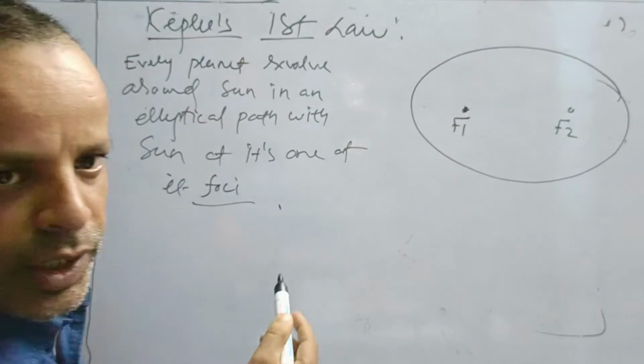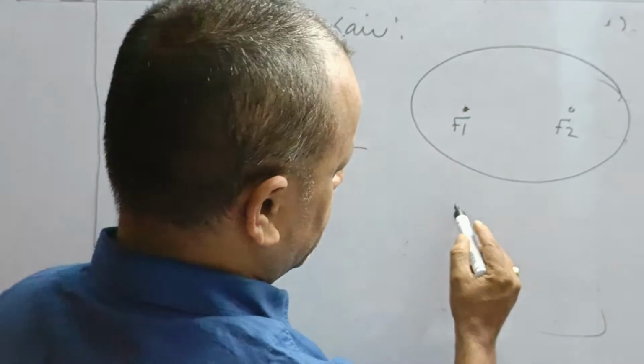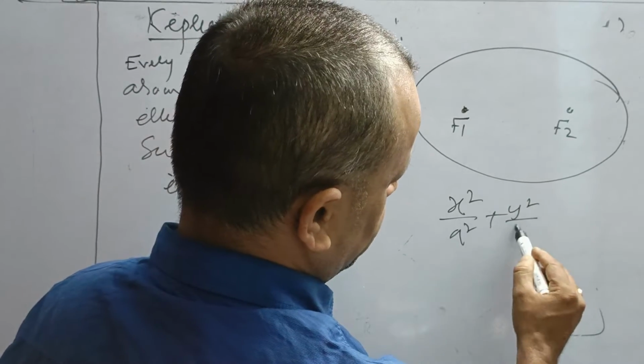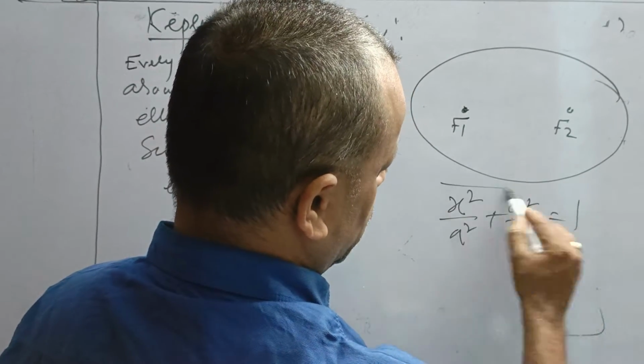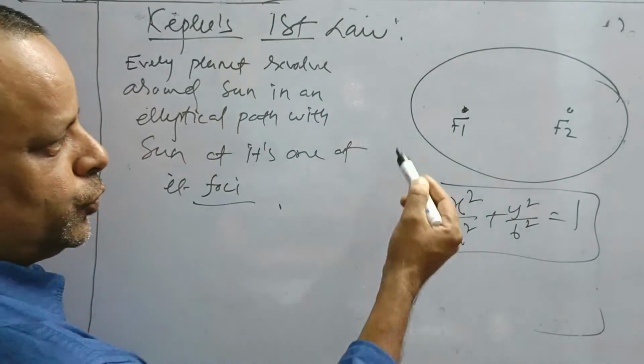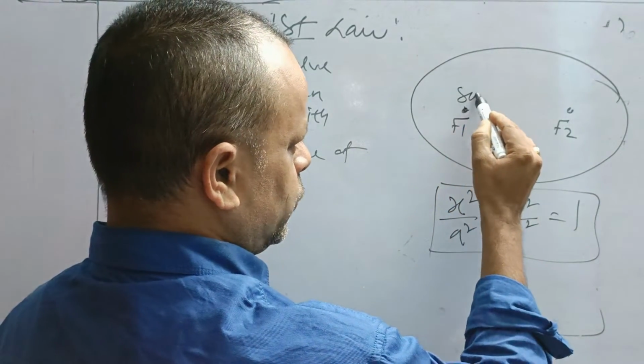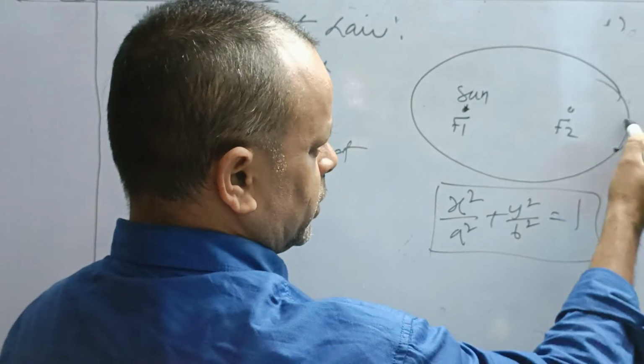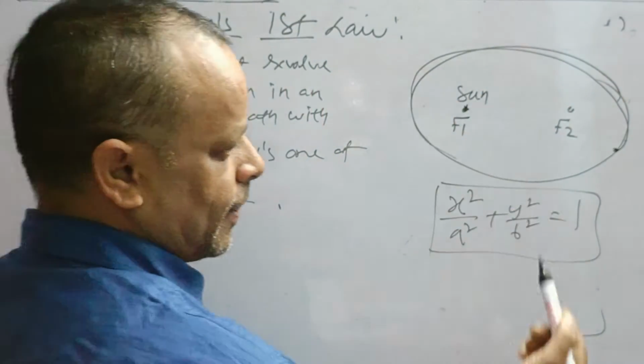We have learned in conic sections that an ellipse is x squared by a squared plus y squared by b squared. It has two foci, and at one of these two foci lies the sun, and the planet moves around it. This is the elliptical path.